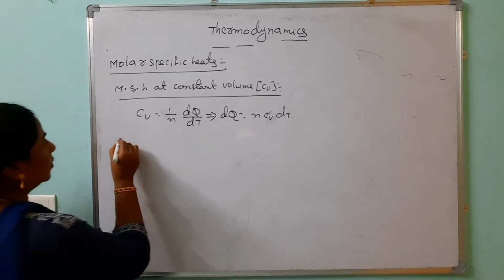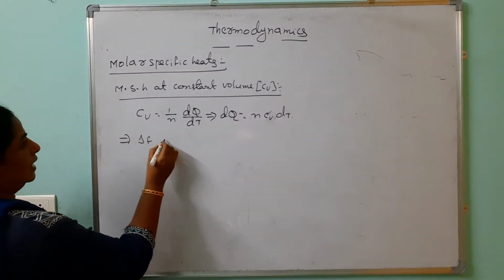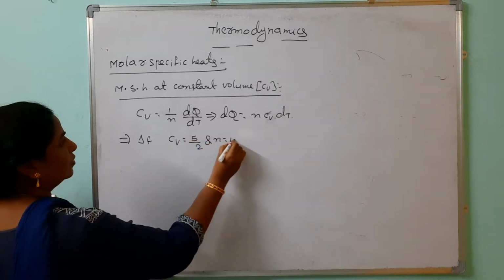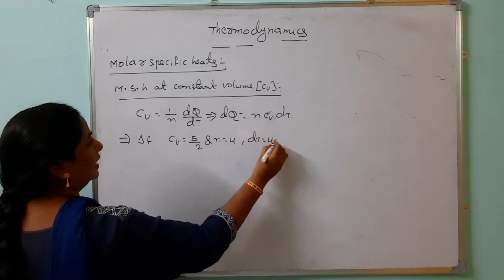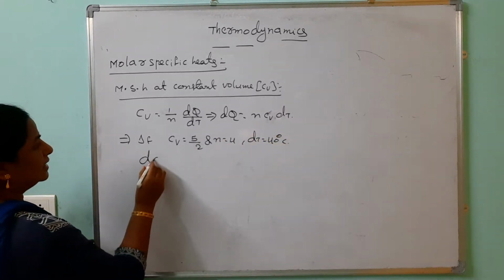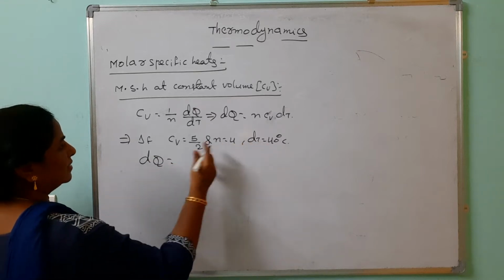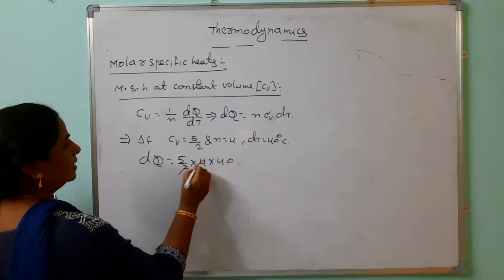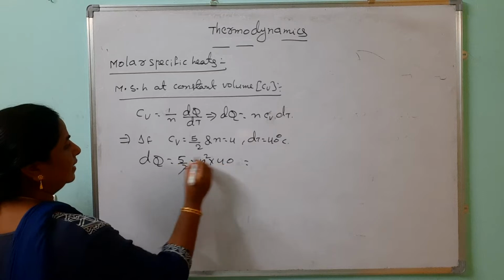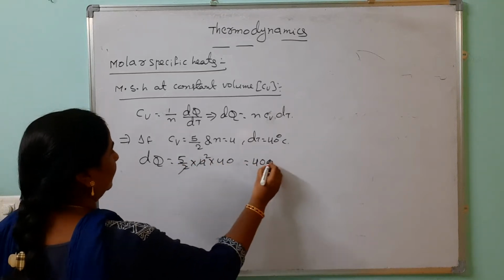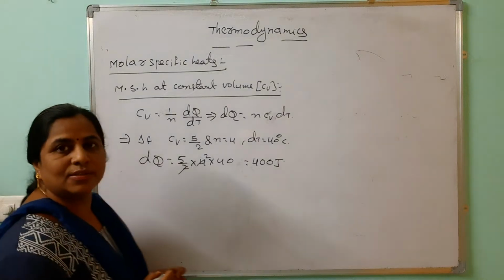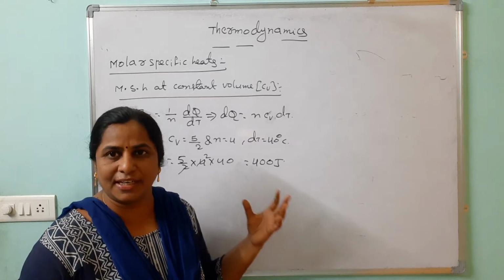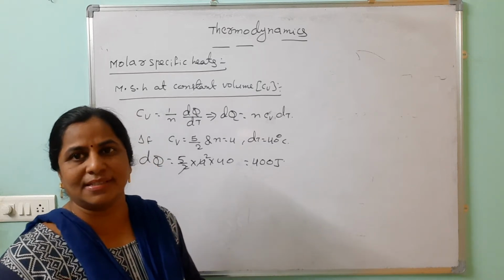n CV dT. We do one problem also. Suppose CV equals 5 by 2, n equals 4 moles, dT equals 40 degrees centigrade. How to find the heat energy? dQ equals n CV dT, so we multiply 5 by 2 into 4 into 40. That gives 400 joules. Like that we can calculate the change in heat energy and the specific heat at constant volume, and we can also find the change in temperature based on the given data.